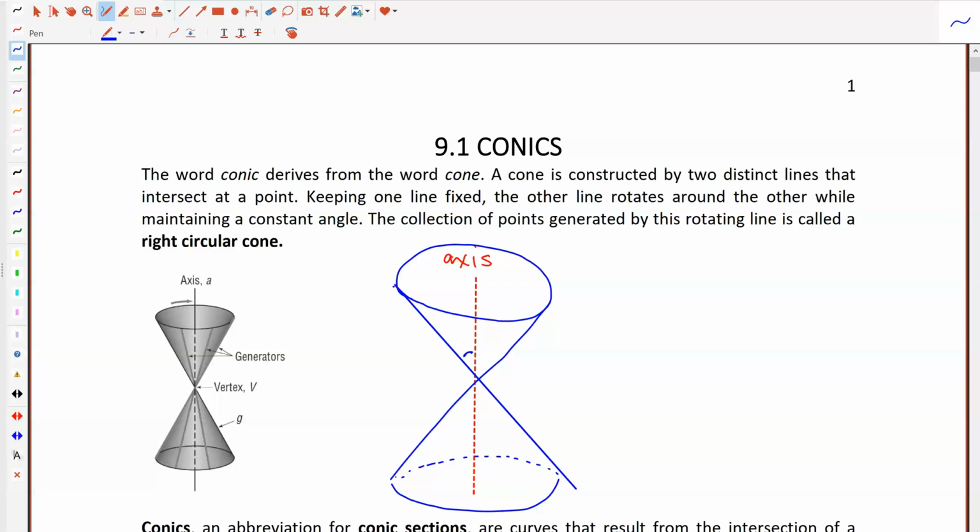There's going to kind of be this upper cone and this lower cone. These two cones that are formed are actually called naps. So there's going to be the upper nap and then the lower nap. This line that we started with, that we ended up doing that rotation around, that is called the generator. And then where that line met that axis right here is called the vertex.